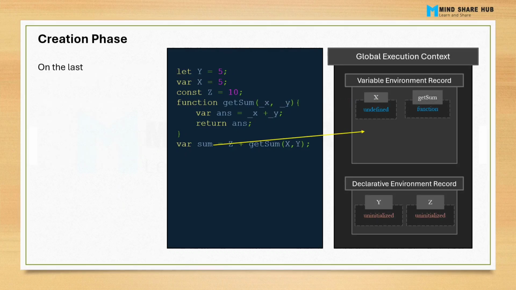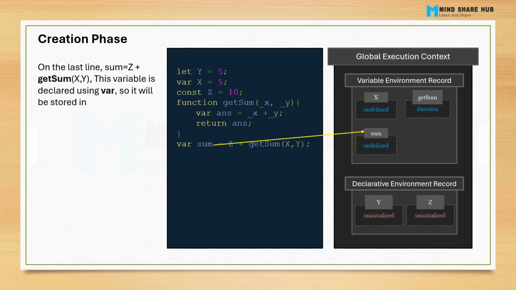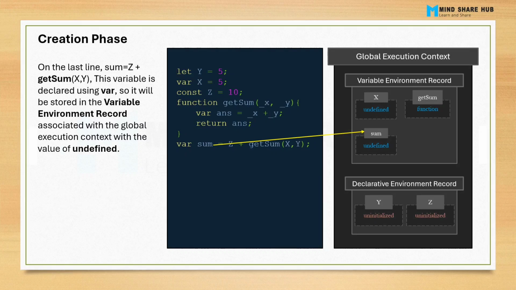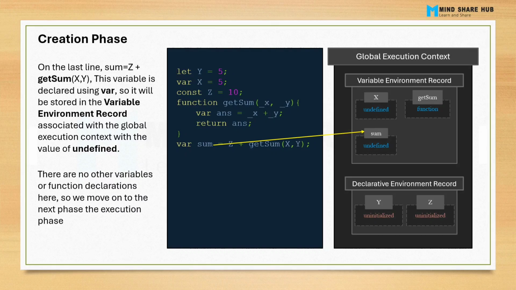On the last line, sum equals z plus getSum(x, y). This variable is declared using var, so it will be stored in the variable environment record associated with the global execution context with the value of undefined. There are no other variables or function declarations here, so we move on to the next phase, the execution phase.